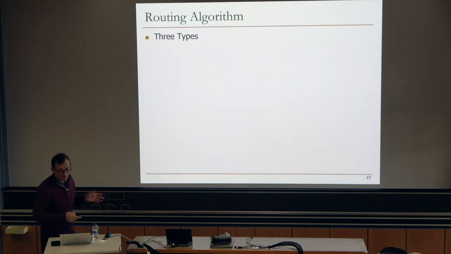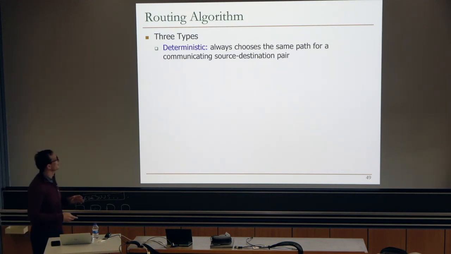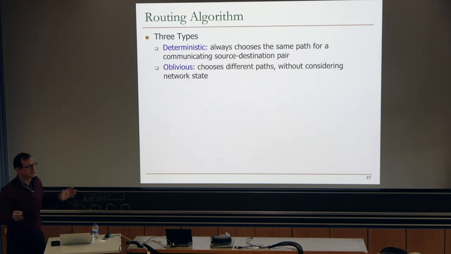So there are three types of routing algorithms. One is deterministic. We've already seen one example. You always choose the same path for a communicating source and destination pair. And the second is oblivious. You choose different paths without considering network state.